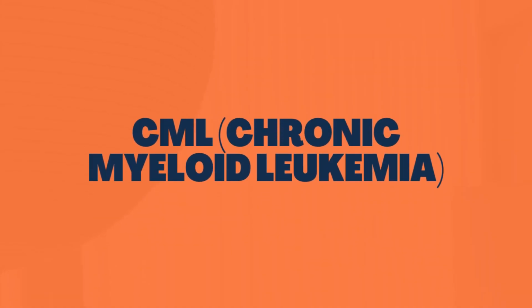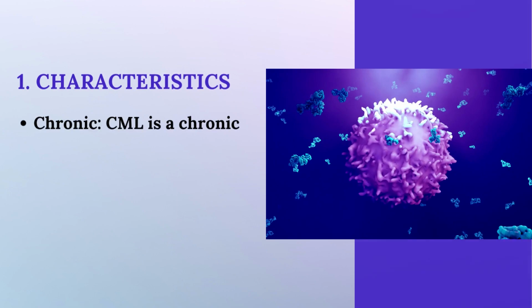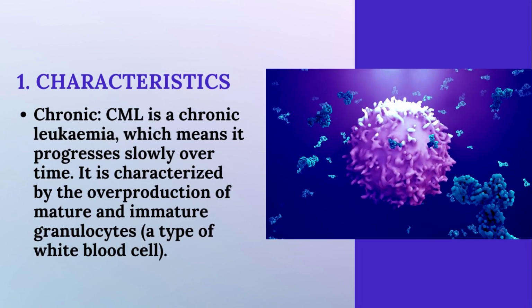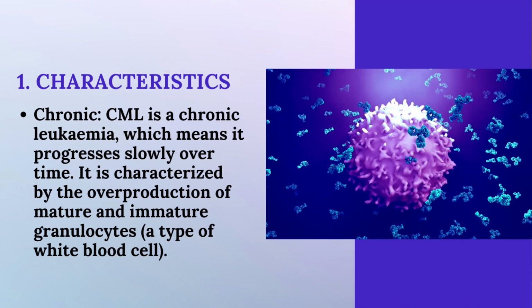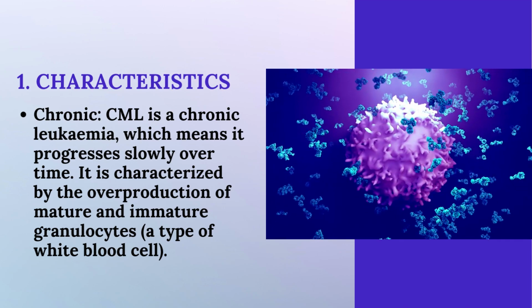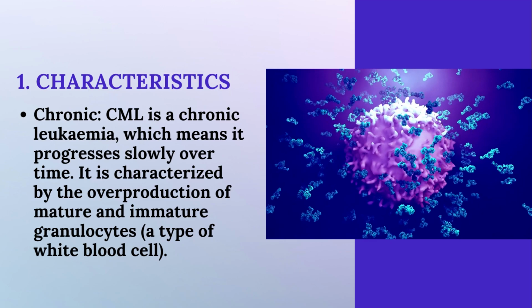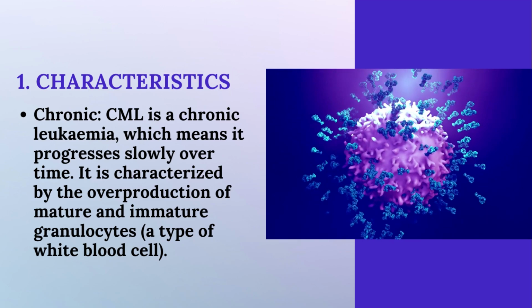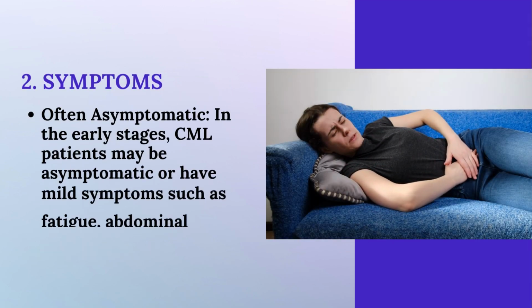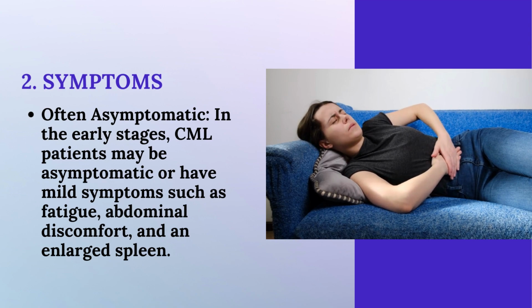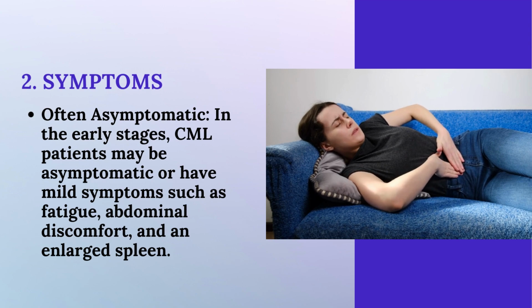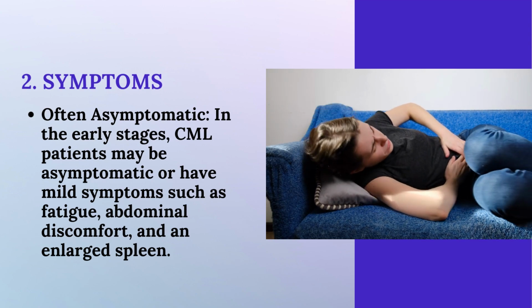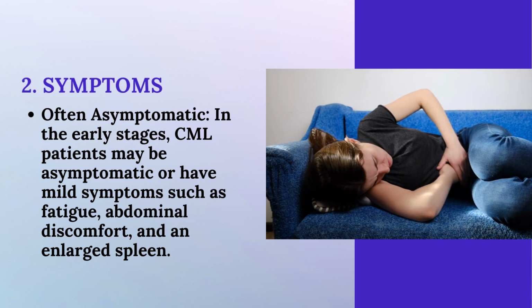CML, Chronic Myeloid Leukemia. 1. Characteristics. Chronic. CML is a chronic leukemia, which means it progresses slowly over time. It is characterized by the overproduction of mature and immature granulocytes, a type of white blood cell. 2. Symptoms. Often asymptomatic in the early stages, CML patients may be asymptomatic or have mild symptoms such as fatigue, abdominal discomfort, and an enlarged spleen.